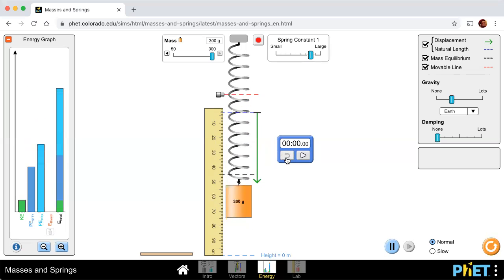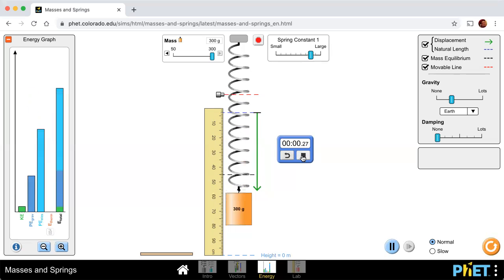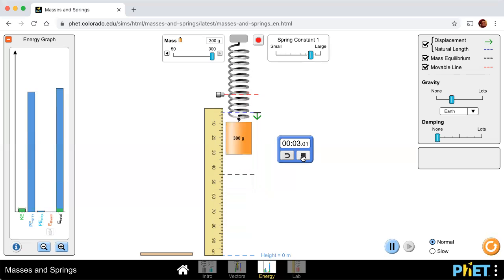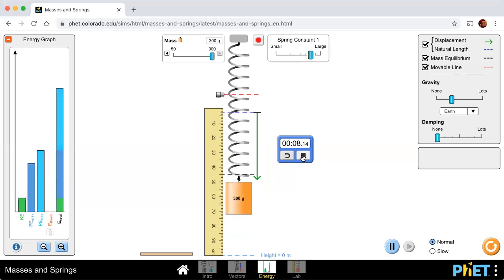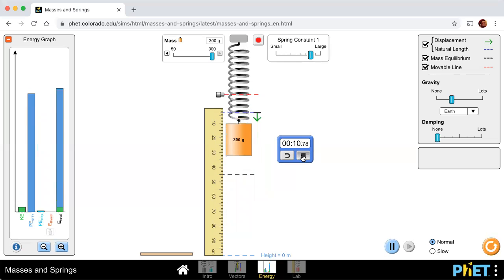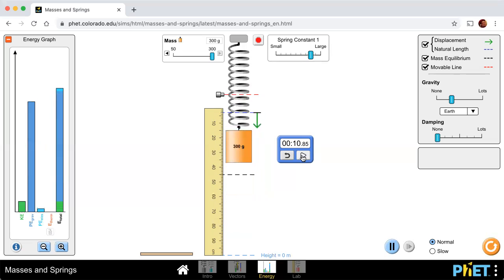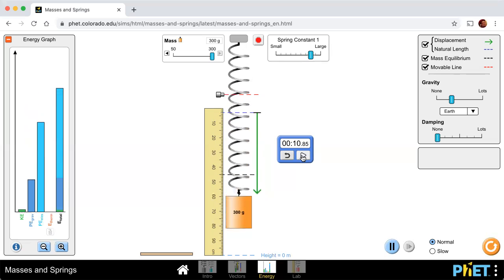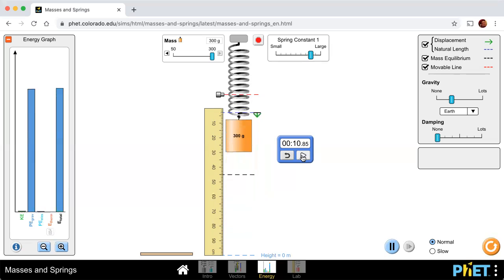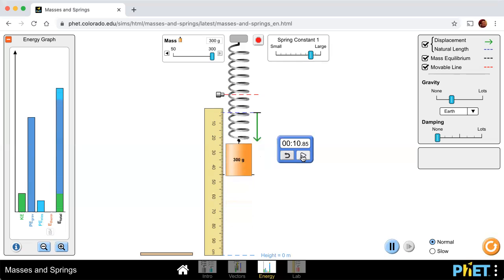And what you're going to do is you're going to average these values. Okay, start it at the top. Start. 1, 2, 3, 4, 5, 6, 7, 8, 9, 10. Okay, so it's 10.85. Now you take those, so that'll be 1.085, a period of 1.085. You take that, average those three values, and that's your period for the 300 gram mass.